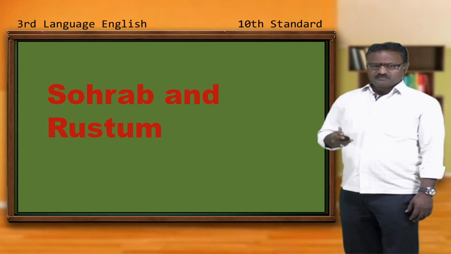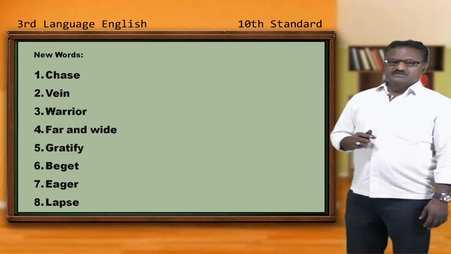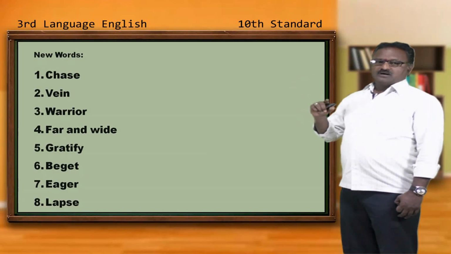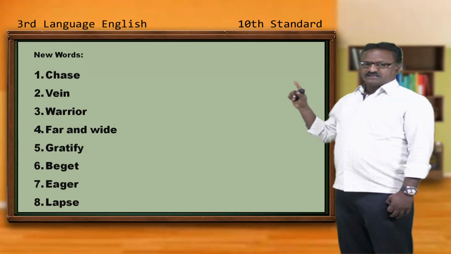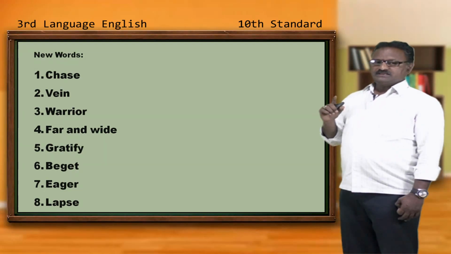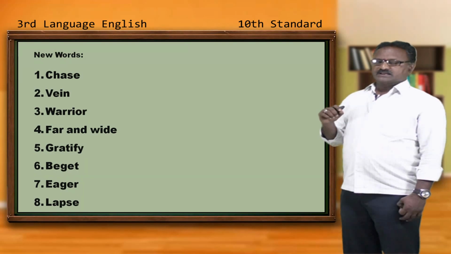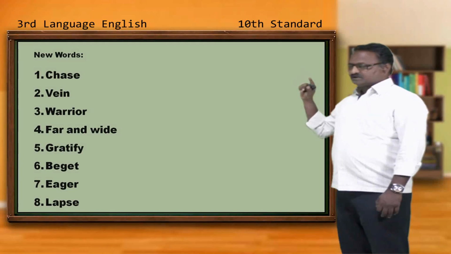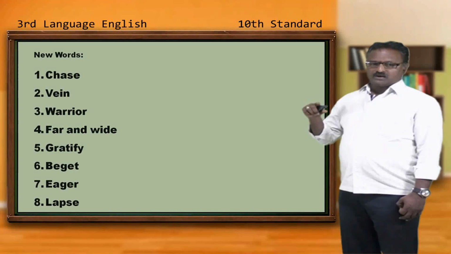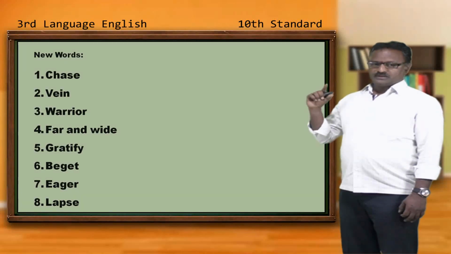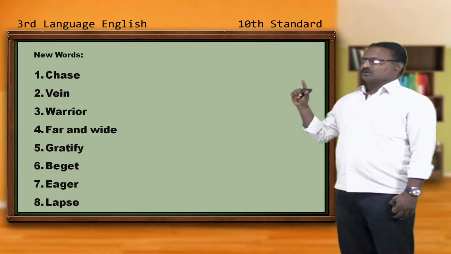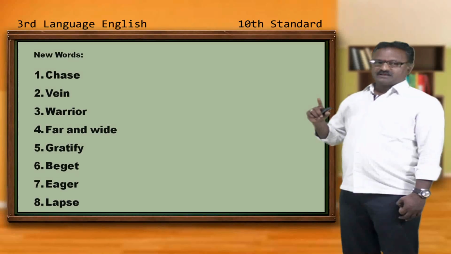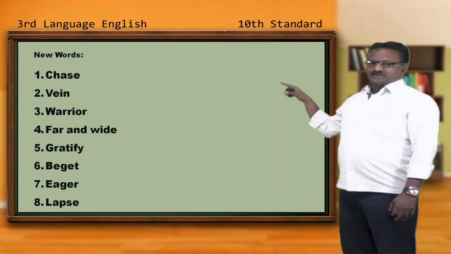See, before going into the topic, we shall go with the new words. Just you note down these new words in your notebook. First one, chase, C-H-A-S-E. Second one, vein, V-E-I-N. The third one is warrior, W-A-R-R-I-O-R, warrior. The fourth one is fair and wide, F-A-R, fair, A-N-D, and, W-I-D-E, wide.